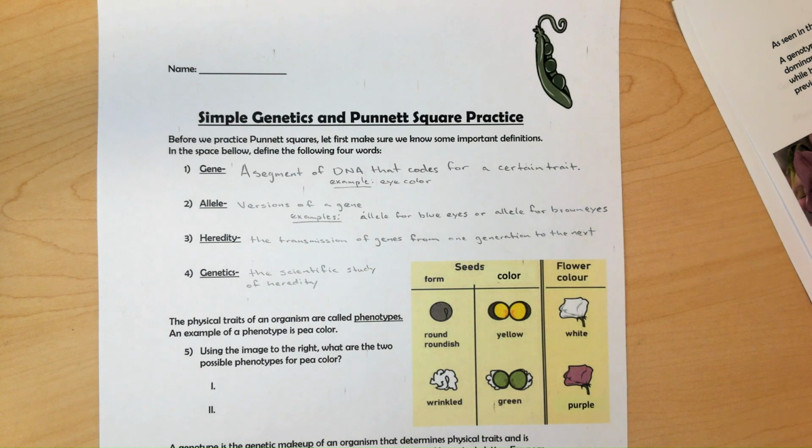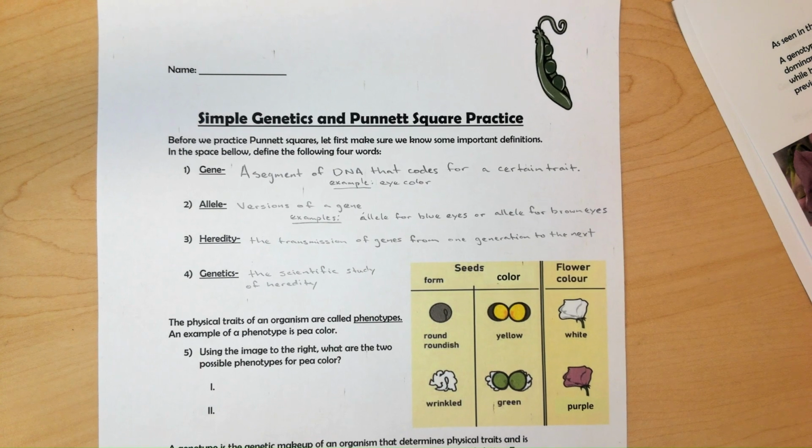Hello everybody. So we're going to go over your simple genetics and Punnett Square Practice today. And the first thing that I'd ask you to do is go ahead and define gene, allele, heredity, and genetics.